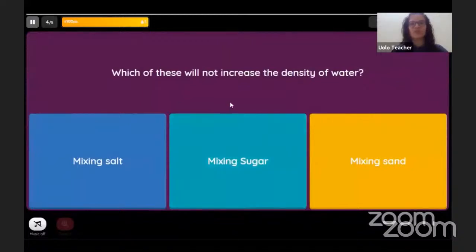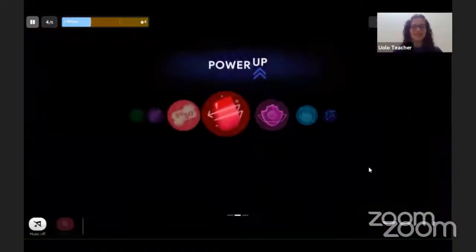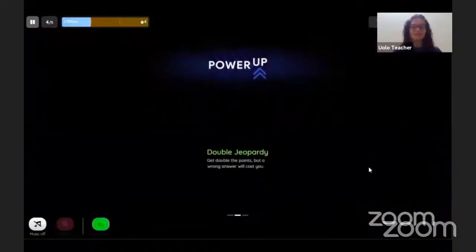Which of these will not increase the density of water? Mixing salt clearly increases the density. Mixing sugar will also increase the density of water. So when you mix sand, it's not going to get mixed, right? It's ultimately going to go and settle down in the glass. So it is mixing sand. Good job.